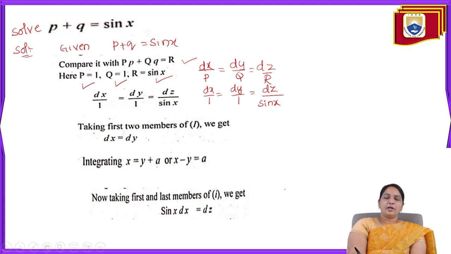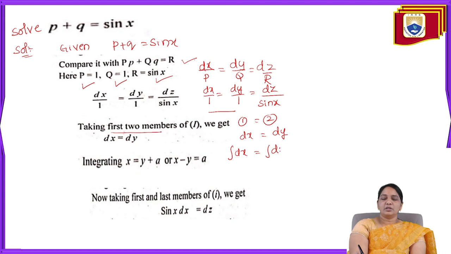Now I am taking the first two members to solve the problem. So 1 equal to 2. So dx equal to dy. So now integrating on both sides, integral dx equal to integral dy. So x equal to y plus some constant. So x minus y equal to a. This is the first solution. It is u. u equal to x minus y.